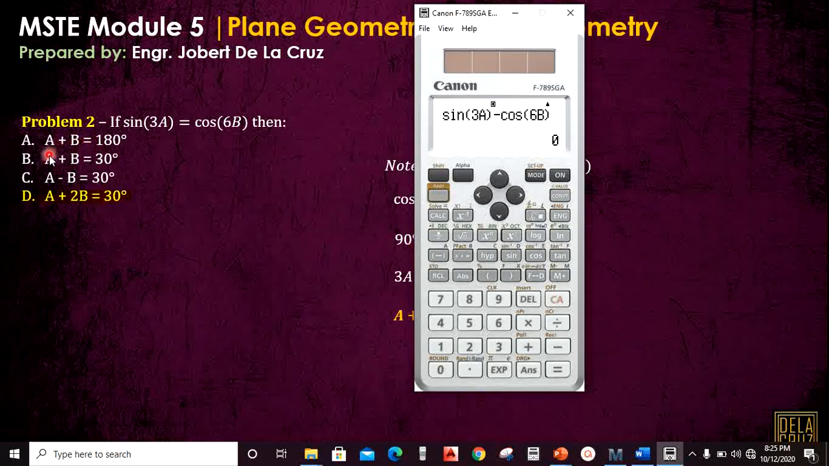Now, if you are to try this B and C, of course, hindi yan mag-0. Hindi yan, because it cannot be the answer. Isa lang talaga yung answer dito. Okay.